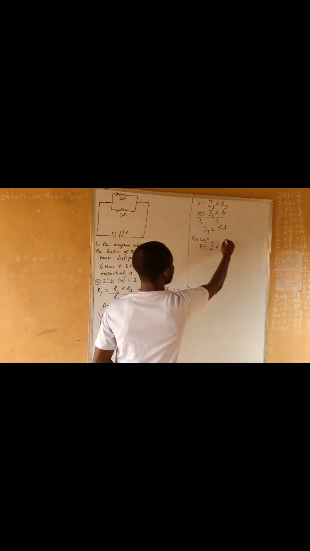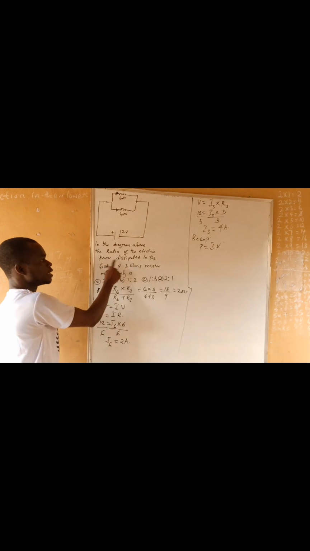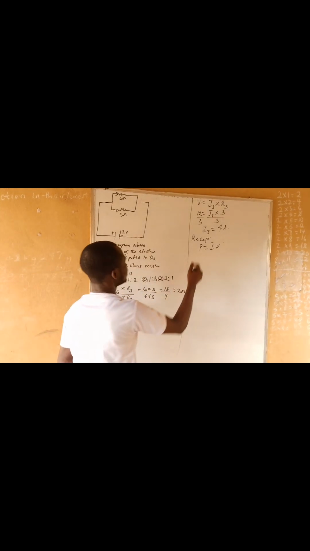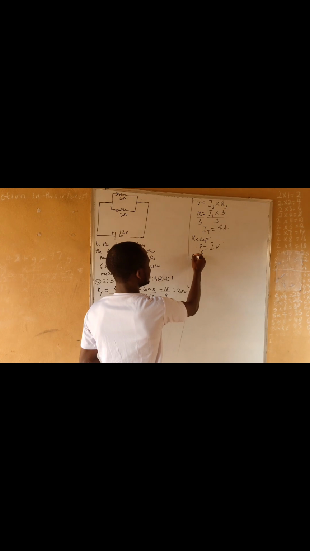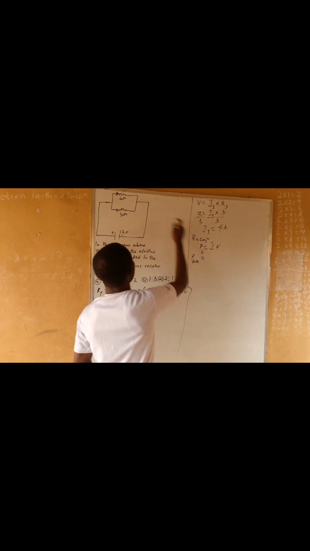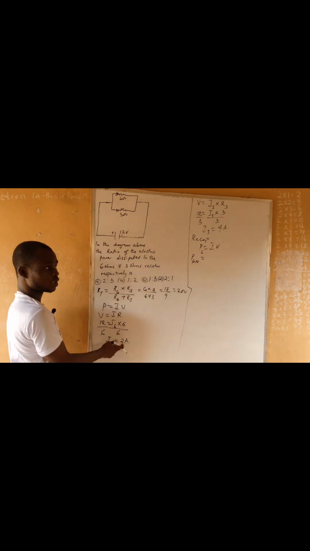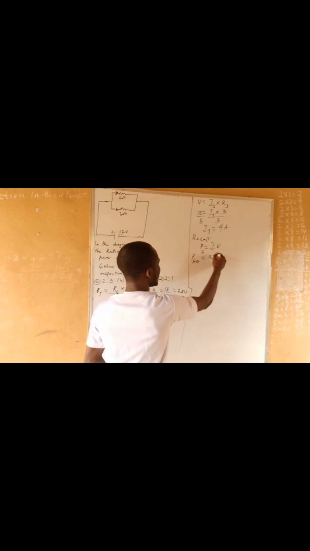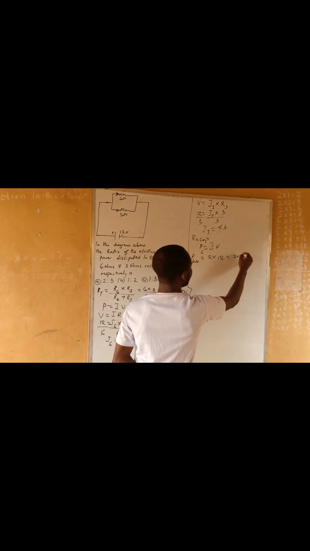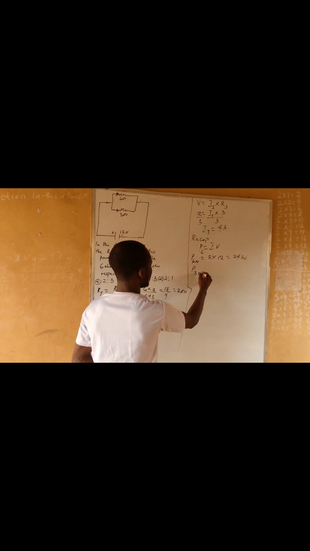P equals IV. Remember, the question says I should find the ratio of the electric power dissipated in the 6 ohms and the 3 ohms resistor. So this one will be for the 6 ohms resistor. The power for the 6 ohms resistor equals the current flowing across the 6 ohms resistor, which is 2 amps, times the voltage, which is 12. Then I have 24 watts.